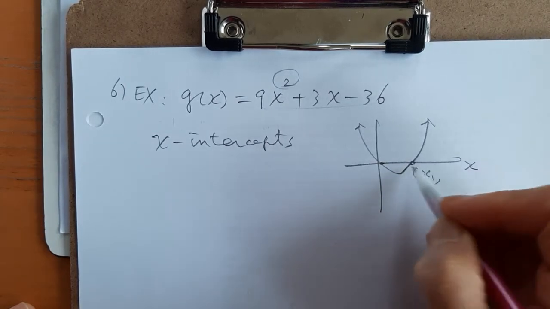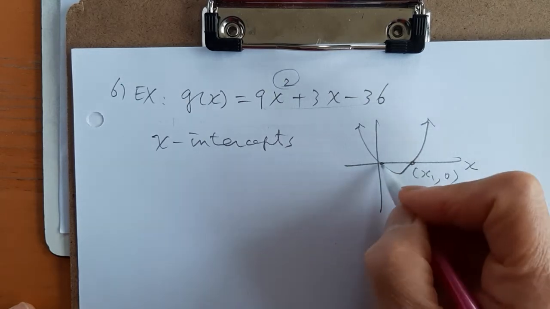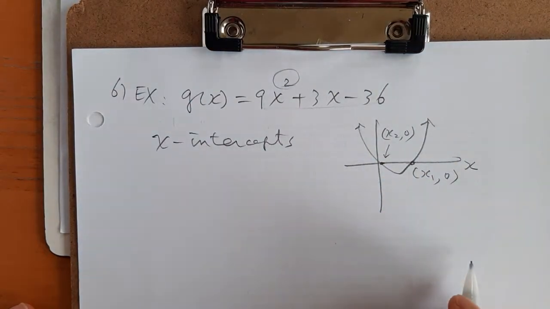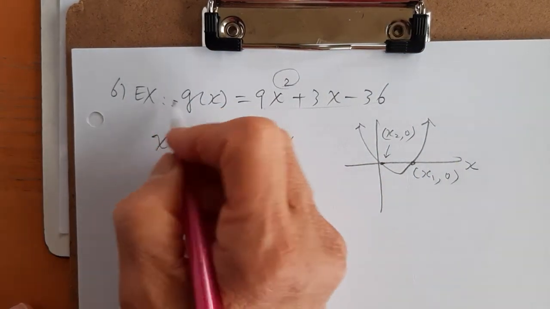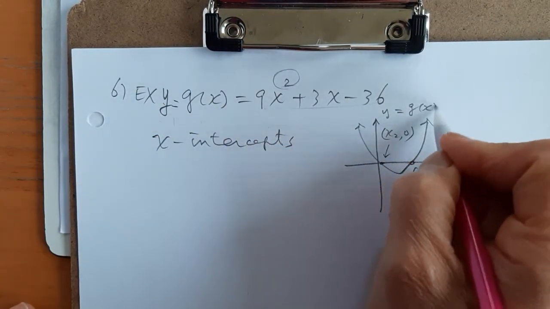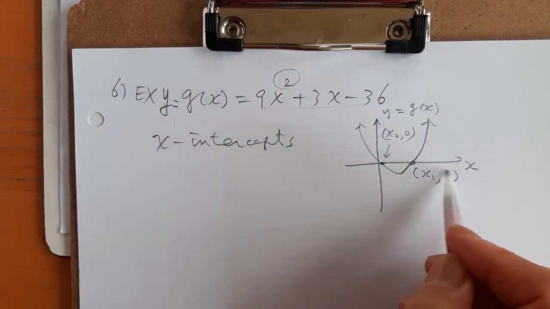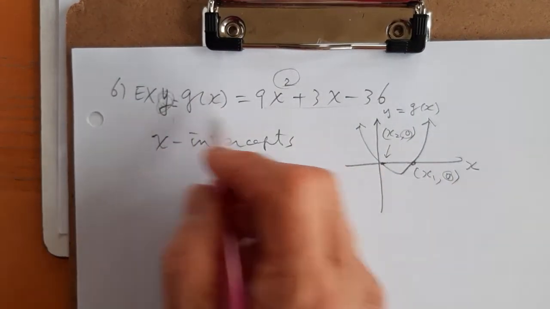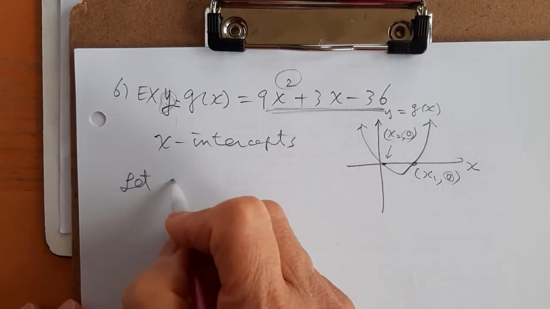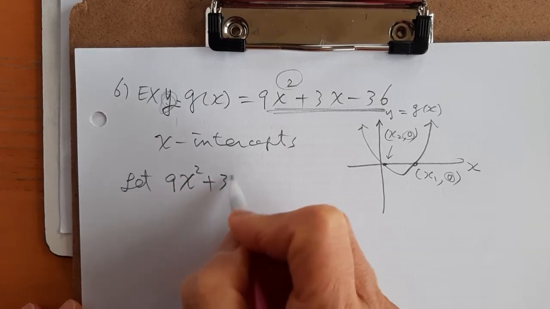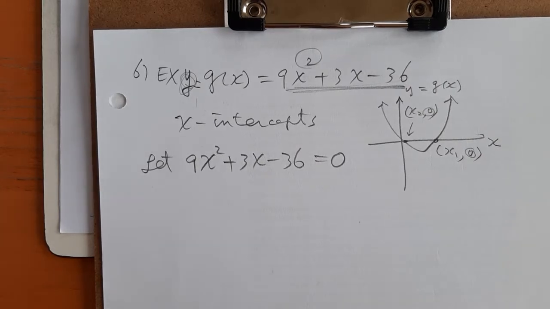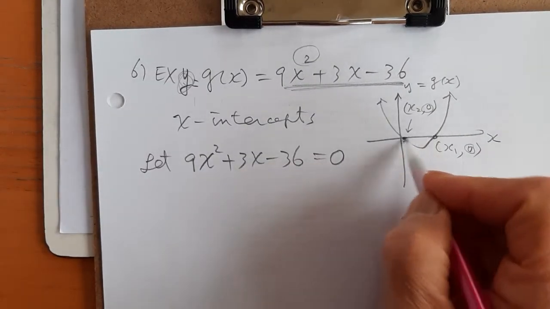For a point on the x-axis, the y-coordinate is 0. So g of x, the function value, is y. So you let y equal 0, which means letting the function value equal 0. So you let 9x squared plus 3x minus 36 equal 0. Then you solve for x. That is the x-intercept.